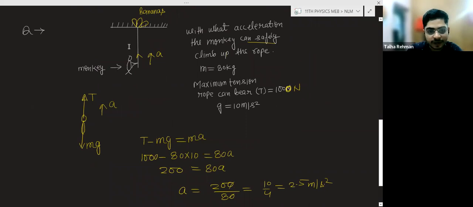So what is happening here? See how I have drawn the free body diagram. Again, I am telling, this monkey is applying some force in downward direction. In return, this string is applying the same, or you can say equal and opposite force, and that force will be equal to the tension force in the string. And here that tension will be the maximum tension that this rope can bear. Okay.